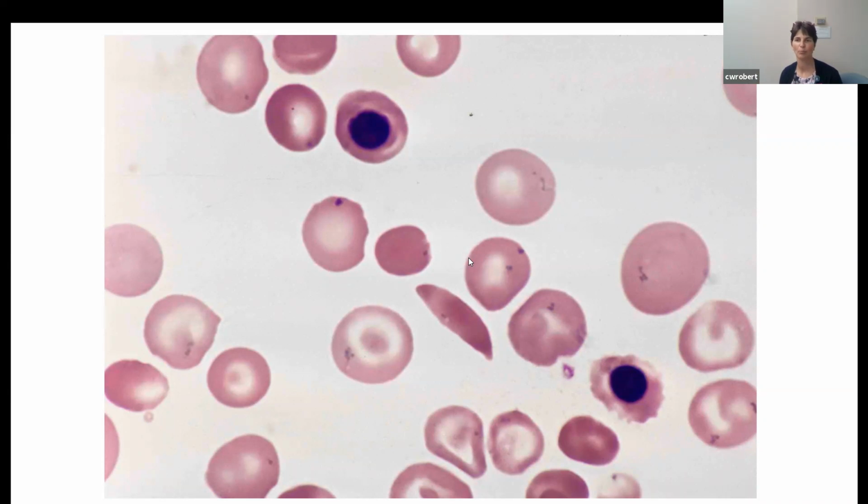And then you also see some purple dots in the red cells. What are those? Yes, Howell-Jolly bodies. So what's this patient? Why do you see those?